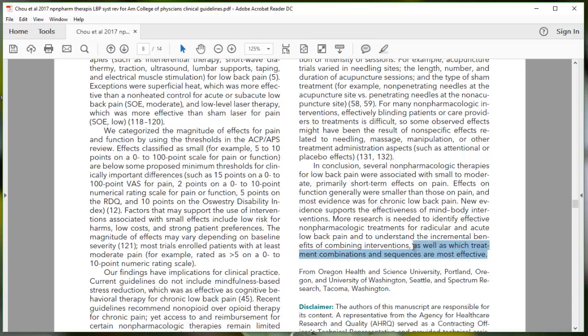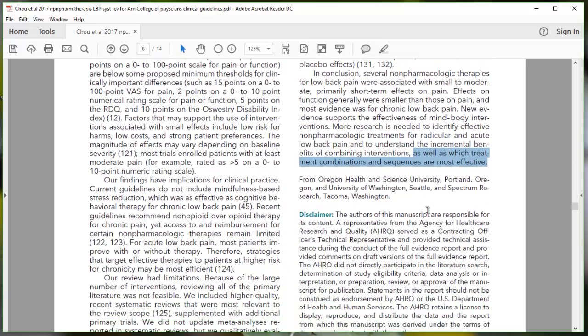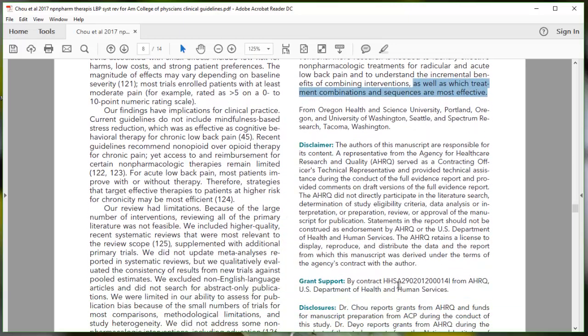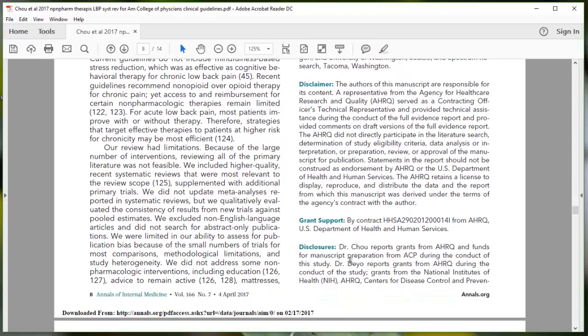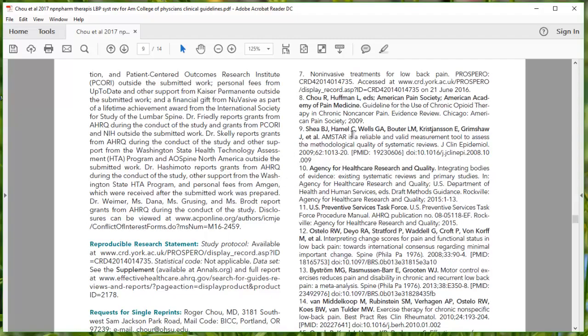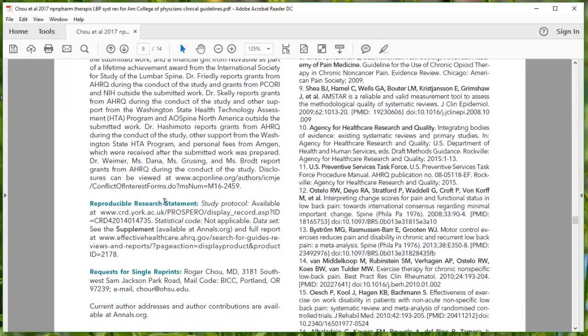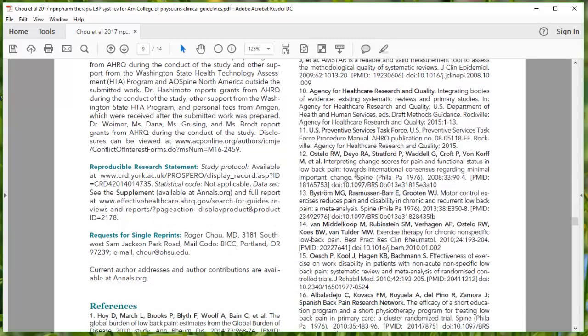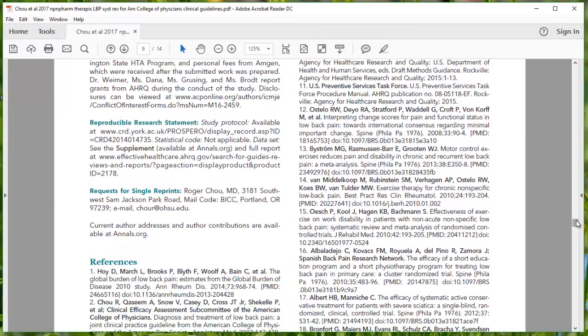So this is really important because they did not look at combined treatments. They looked at one treatment compared to nothing, one treatment compared to another. So they're setting the stage for where to go next. So if there's a disclaimer, it's reported here. Funding, again, is reported here. Various disclosures. When you get to the end of a systematic review, they report where the study protocol is, but you have the rather lengthy reference list.